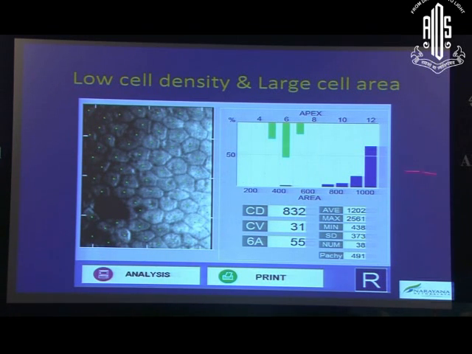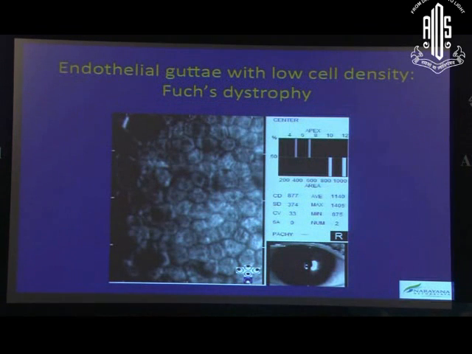Now look at the average size of the cell, which should be 225. Instead of that, it's 1202. Huge cells. But most of the cells are similar. Most of the cells are still hexagonal. Hence, your coefficient of variation is coming to normal, and your hexagonality is also coming to normal. So basically what we have is a low cell density area.